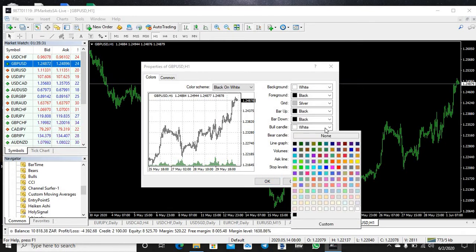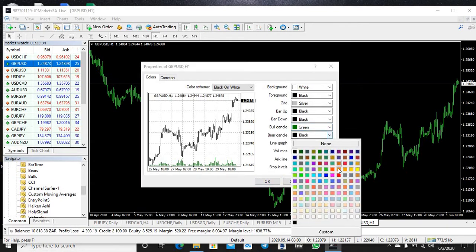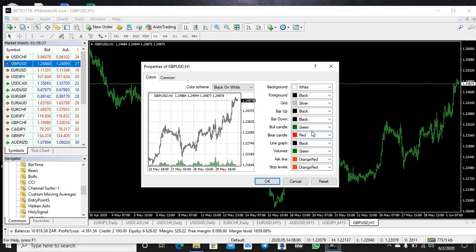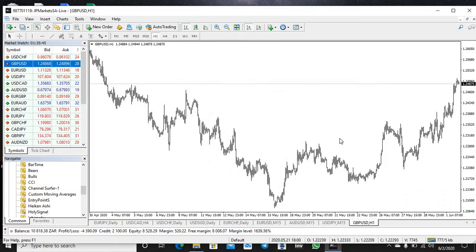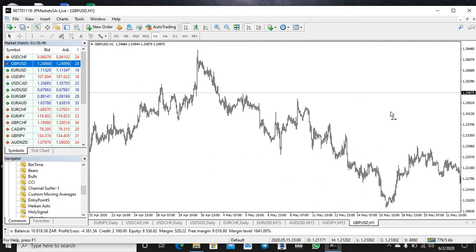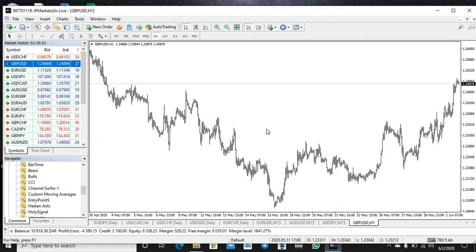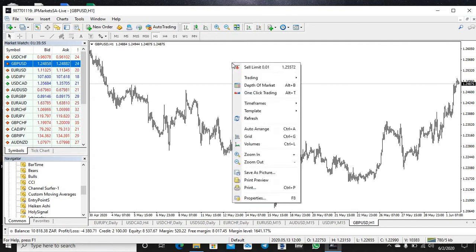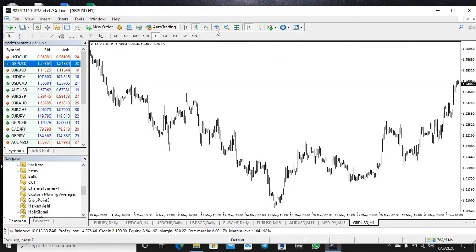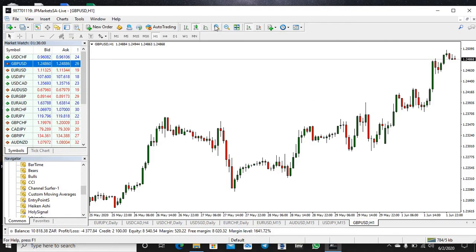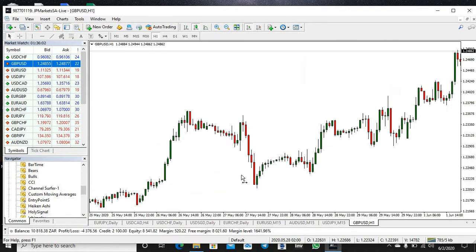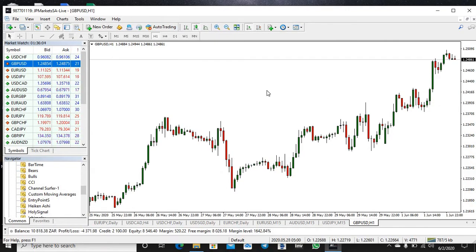The bull candle or buy candle, you can make them green. Sell candle, you can make them red. You can choose any color that you prefer, but I prefer this color. So white, it's good so that you can actually see. For you not to be doing this on all your charts, it's important to save it as a template and apply it to all the charts that you'll be using.